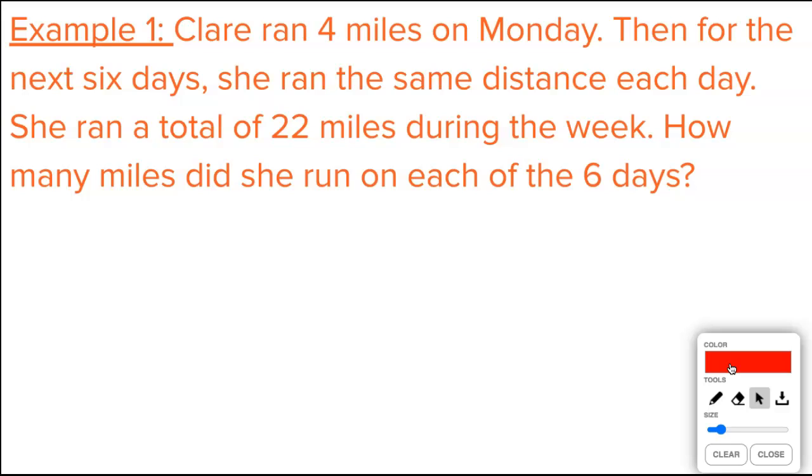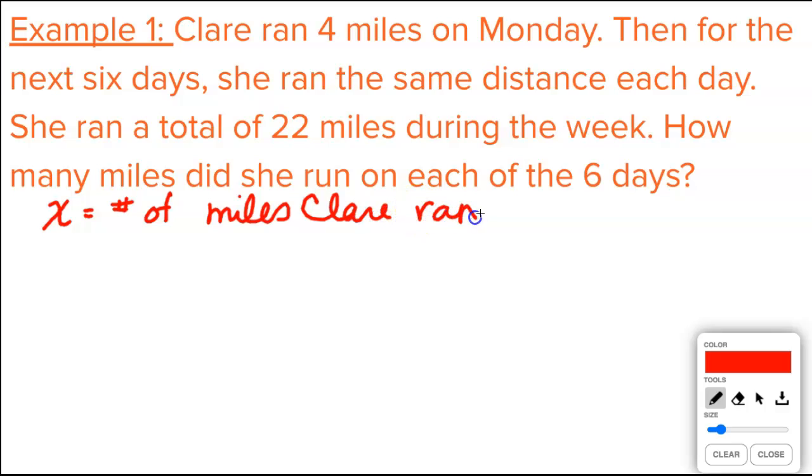Let's do an example. So Claire ran 4 miles on Monday. Then for the next 6 days, she ran the same distance each day, and she ran a total of 22 miles during the week. How many miles did she run on each of the 6 days? Okay, so I want to think of first what my variable is going to represent. In this question, it asks me how many miles she ran on each of the 6 days. So when I'm writing my variable, I'm going to use x because that's my favorite variable. x is going to represent the number of miles Claire ran per day for those 6 days. Try to be as specific as possible.